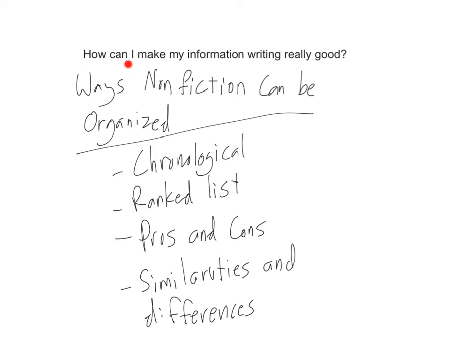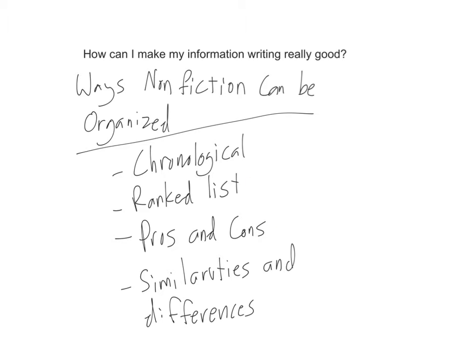In this lesson, we're going to look at how I can make my informational writing really good. I want to remind you that we've already spoken about how we organize informational text: chronological, ranked list, pros and cons, and similarities and differences. Those are four ways you could organize your whole text, and also within each chapter, as you plan each chapter, you can organize the chapters that way as well.